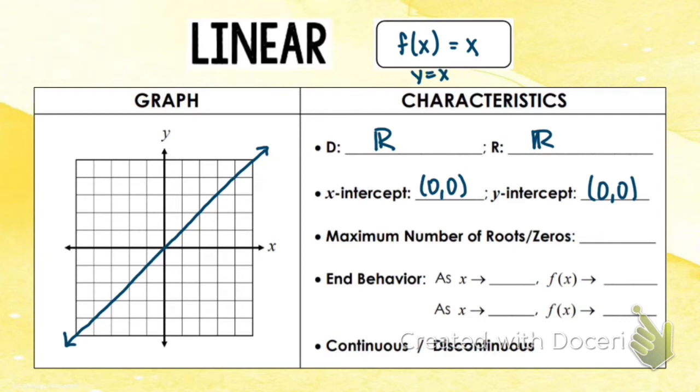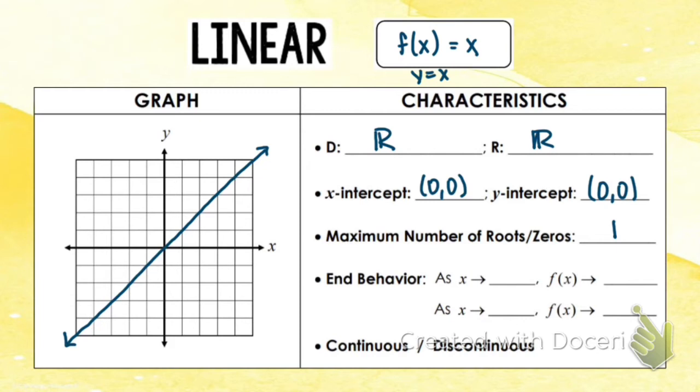The maximum number of roots or zeros. So what this means is at most, this graph can cross the x-axis how many times? And it's a straight line, so the most it can possibly cross the x-axis is just once. So we have one root or zero, that's the maximum number.